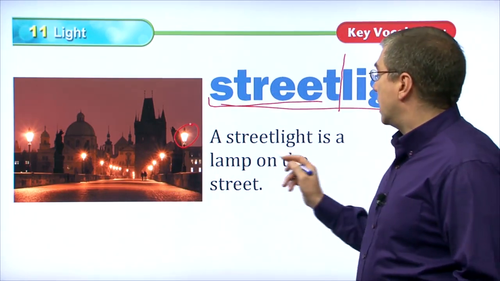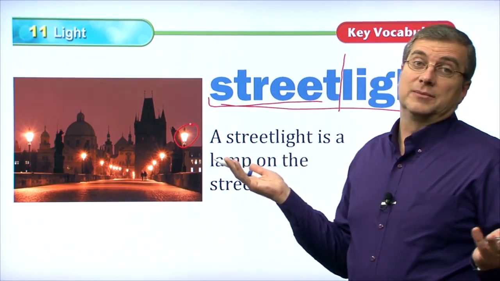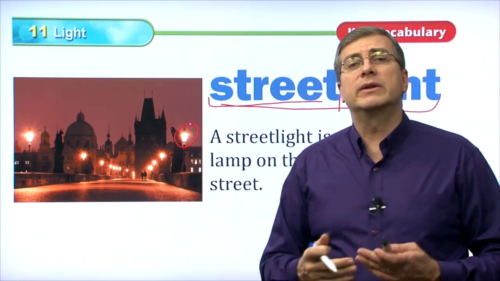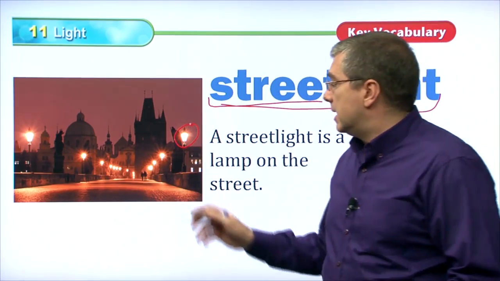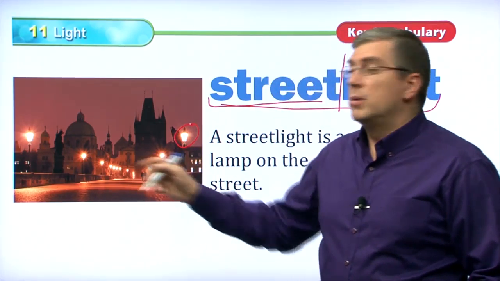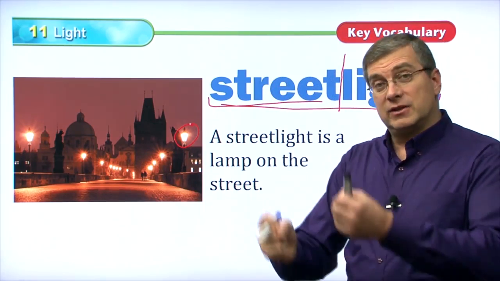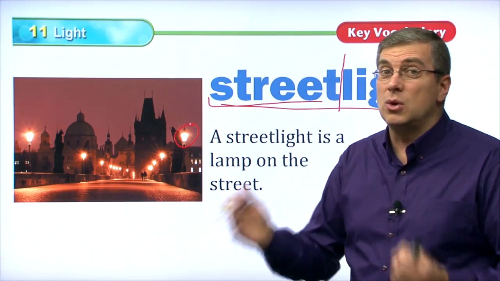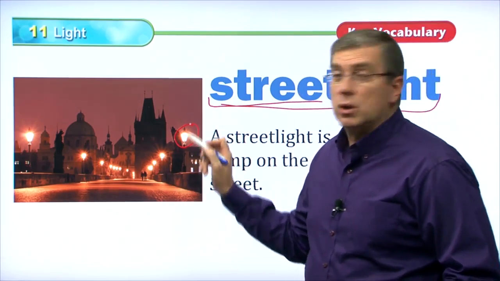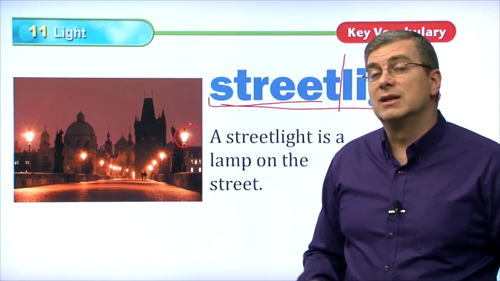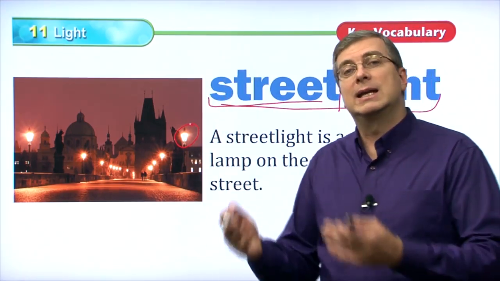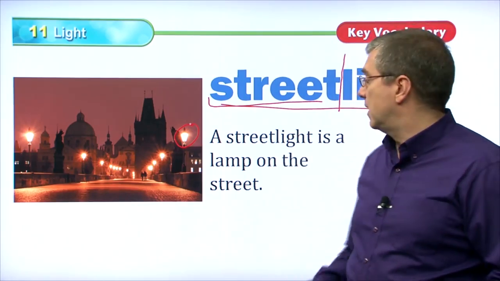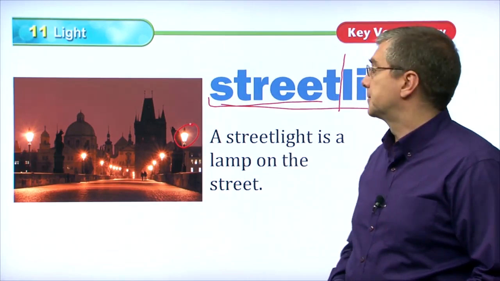Street lights are lamps on the street. Very easy, right? Street and light. They are lamps here that are on the street that allow us to see the city streets at night. This is a street where people are walking, but many streets in the cities are places where people drive. It's dangerous to drive if you can't see, if there's no light. So cities will put lamps on the side of the streets so that drivers and people who are walking can see and be safe. So street lights make cities safe.